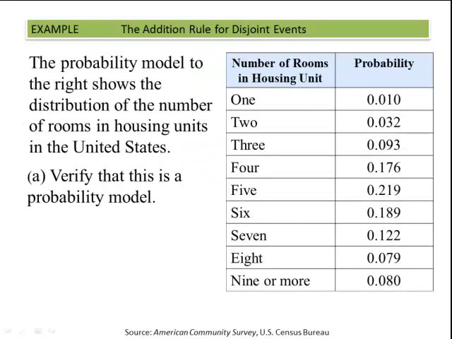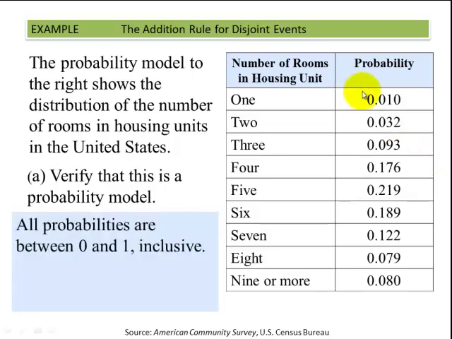Let's look at an example. The probability model to the right shows the distribution of the number of rooms in housing units in the United States. A. Verify that this is a probability model. Okay, we have to make sure that each probability is between 0 and 1, which works, and then we need to check to see if the sum of these equals 1, and they do. So we verify that this is a probability model.